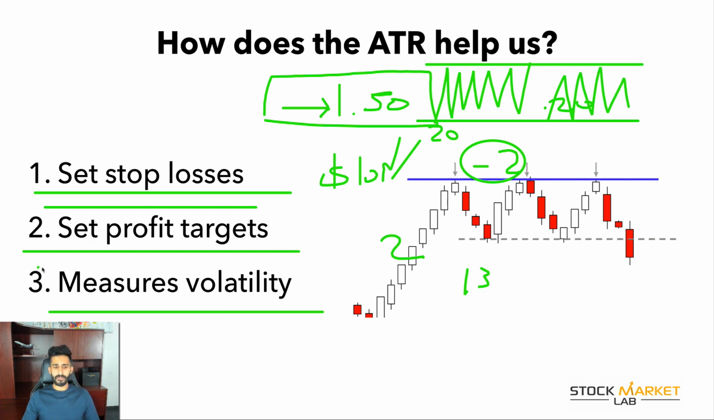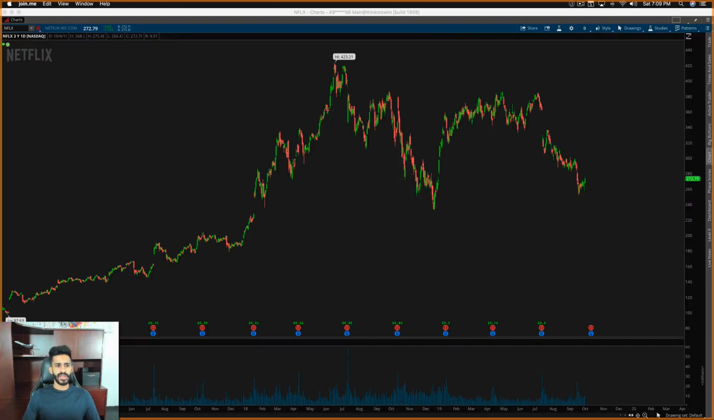And then finally, it measures volatility. Is volatility increasing? Is volatility decreasing? So I'm gonna open up a chart and I'm gonna show you guys how to set up the ATR and how to actually use it, and I'll show it to you on a real example right now. All right, so right here we're looking at Netflix. We're looking at a 3-year, 1-day chart.